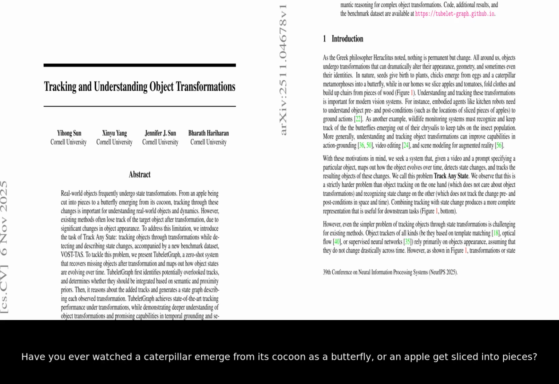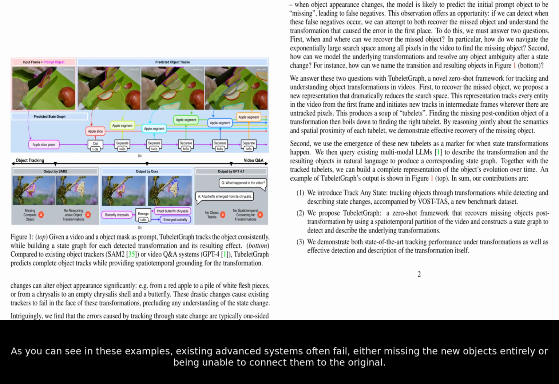Have you ever watched a caterpillar emerge from its cocoon as a butterfly, or an apple get sliced into pieces? Humans understand this is the same object changing form, but for computers, this is an incredibly difficult problem. Most AI trackers rely on an object's appearance, so when it changes drastically, they simply lose track of it. As you can see in these examples, existing advanced systems often fail, either missing the new objects entirely or being unable to connect them to the original.